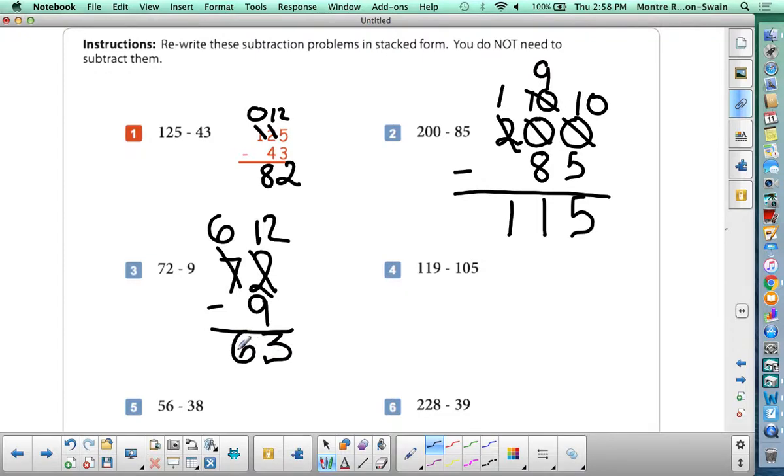All right, number 4, 119 minus 105. Starting in the ones place, 9 minus 5 is 4. In the tens place, I have 1 take away 0, that is 1. And in the hundreds place, I have 1 minus 1, which is 0. I don't need to write 0.